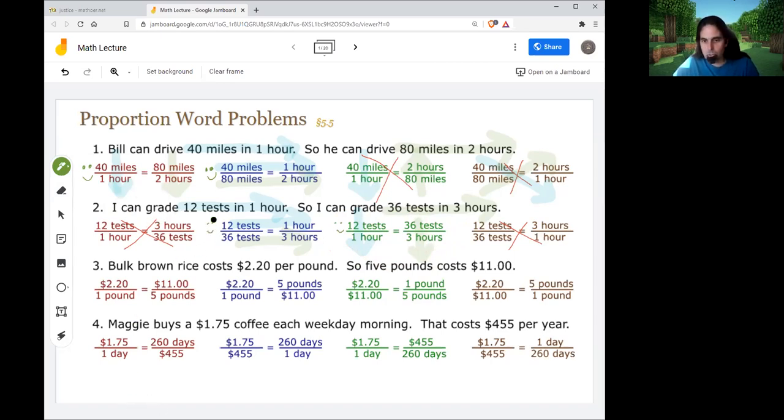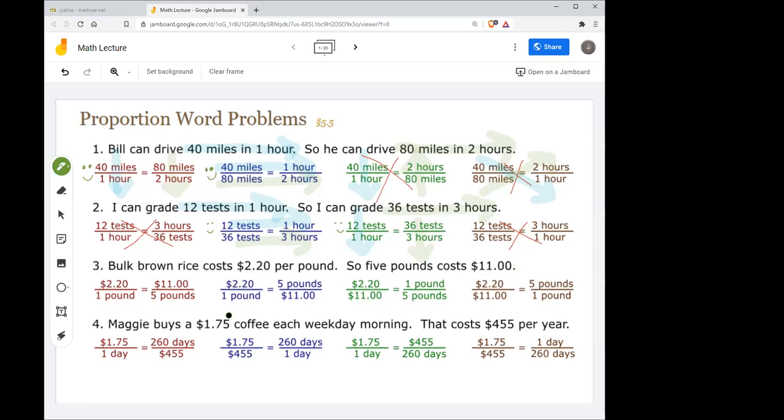Do you want me to do the arrows for the ones that don't work so we can see how the arrows mess up, or does that just make the page too busy? I'm good. Okay, number 3, which ones are good?